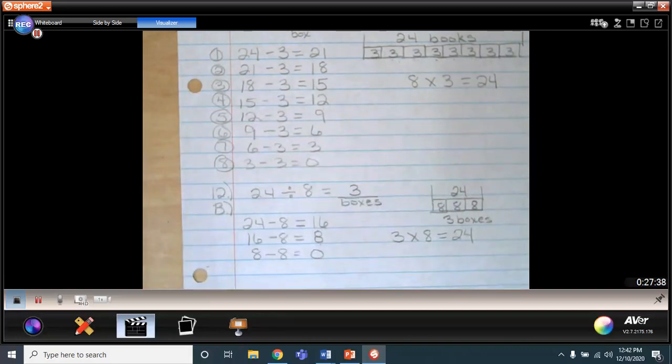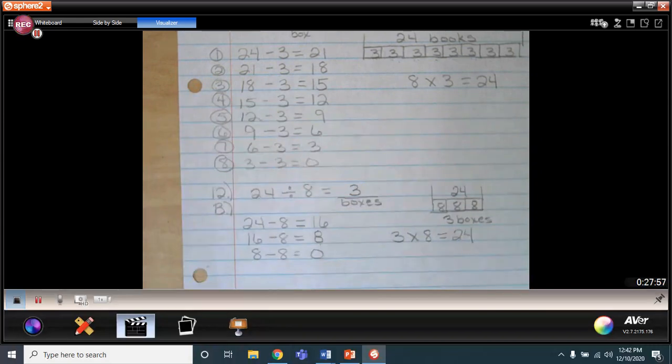All right, I'm going to let you finish up with your solving. I just wanted to make sure you were on the right track and that you knew how to use repeated subtraction with your division. So I'm going to let you finish up.